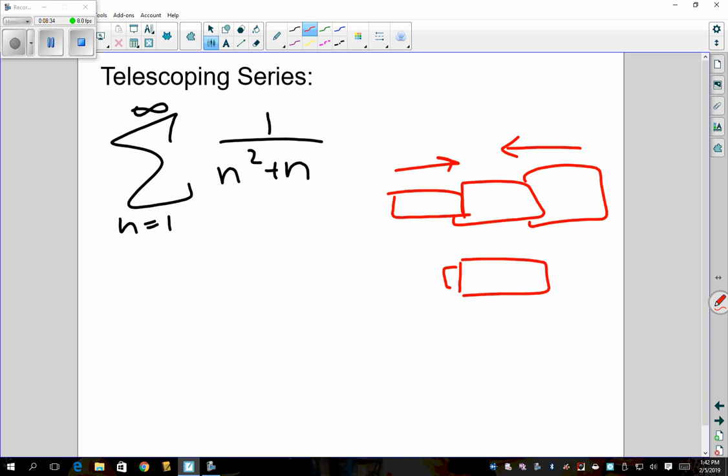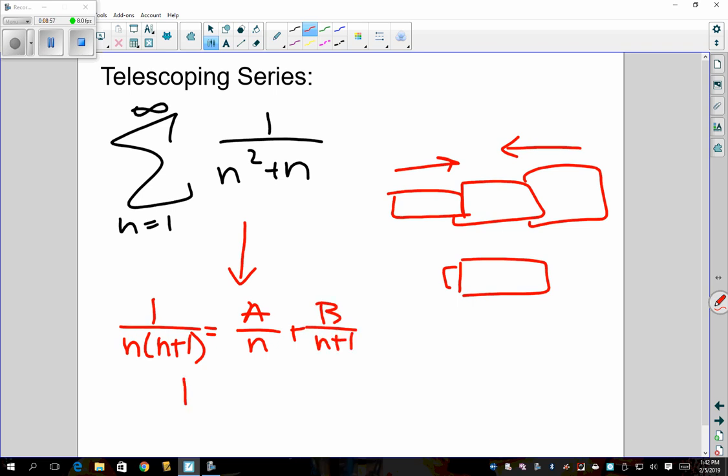So the first thing I want to do is put this into partial fraction decomposition to try to get this to be a telescoping series, because I'm telling you straight up that this is, and so let's try to figure it out. So first I'm going to factor the bottom. I'm going to use partial fraction decomposition. So I'm going to say a over n plus b over n plus 1. So 1 equals a times n plus 1 plus b times n.